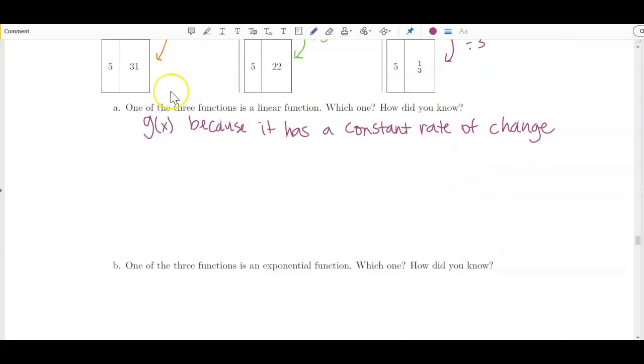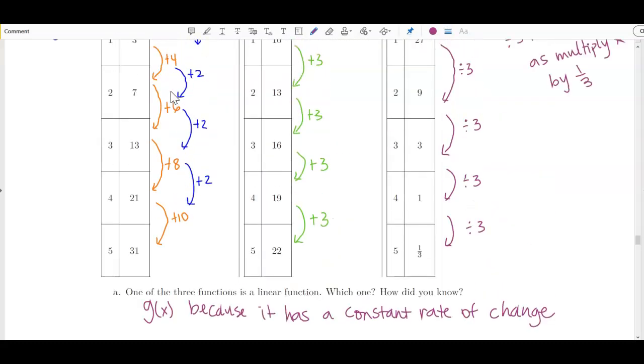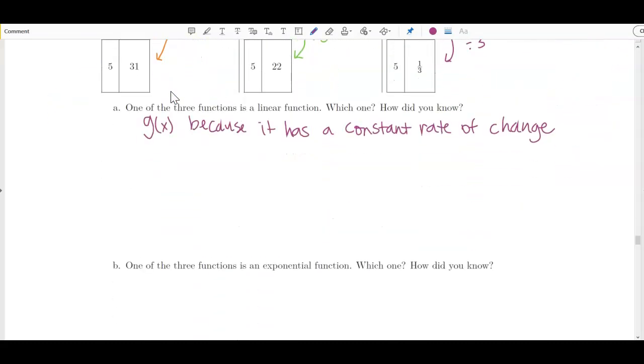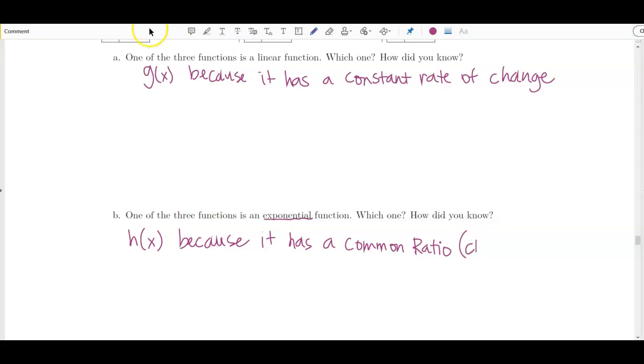And then on part B, which one of the three is an exponential function, and how did you know? So that was h of x, and how can we tell on that one? It has a common ratio. But we also talked about that as a percent change, a constant percent change, which would mean the same thing there.